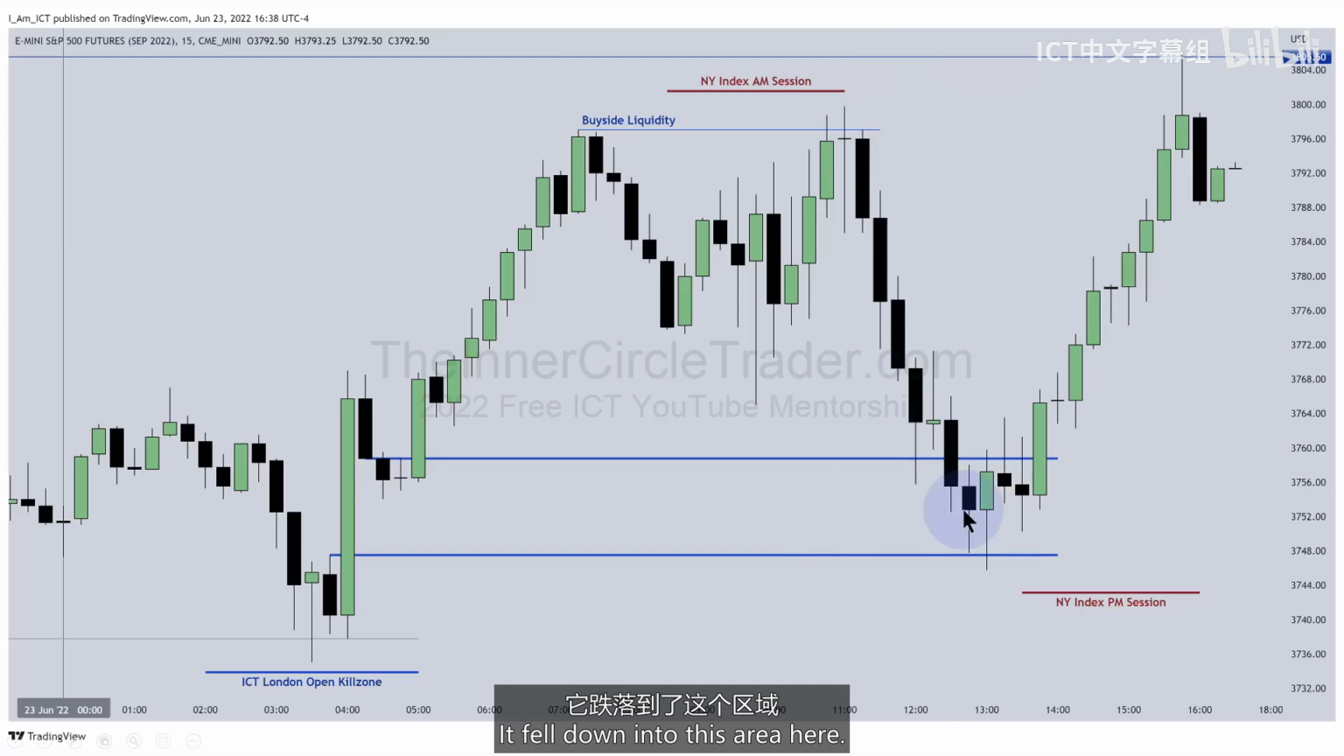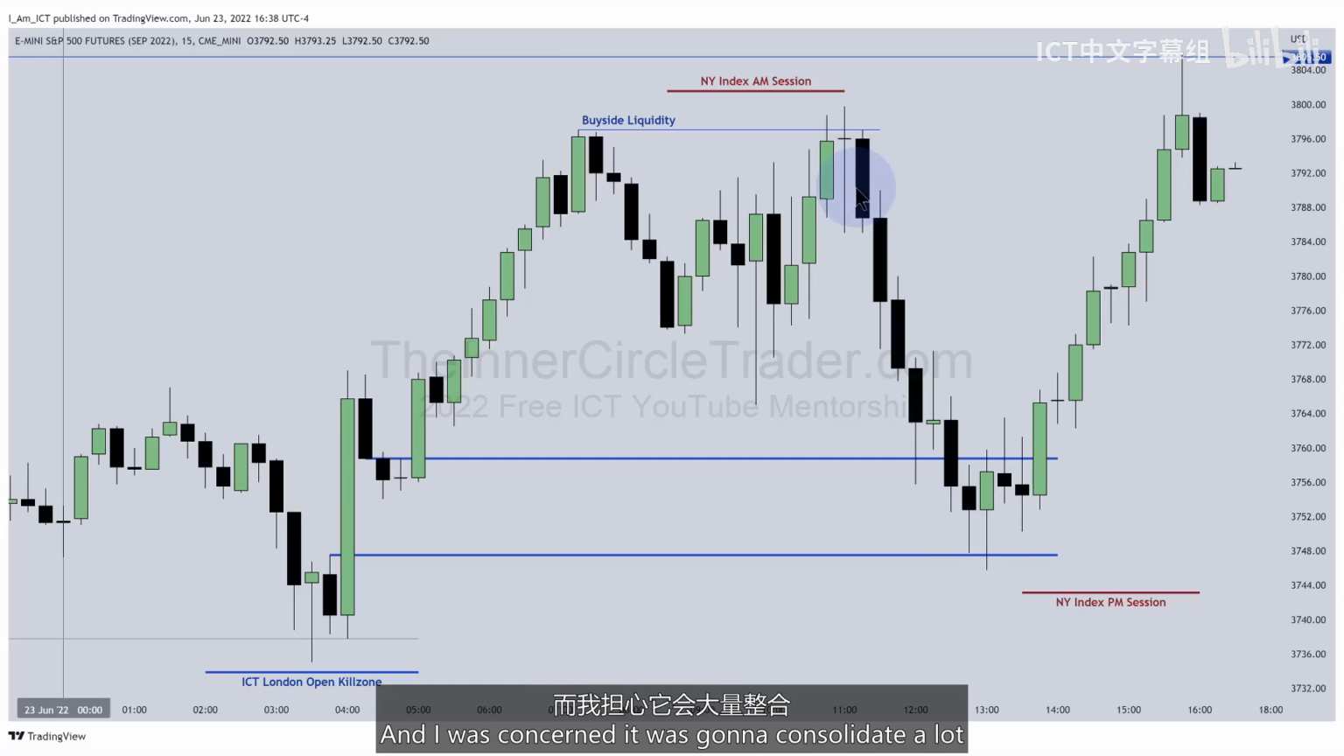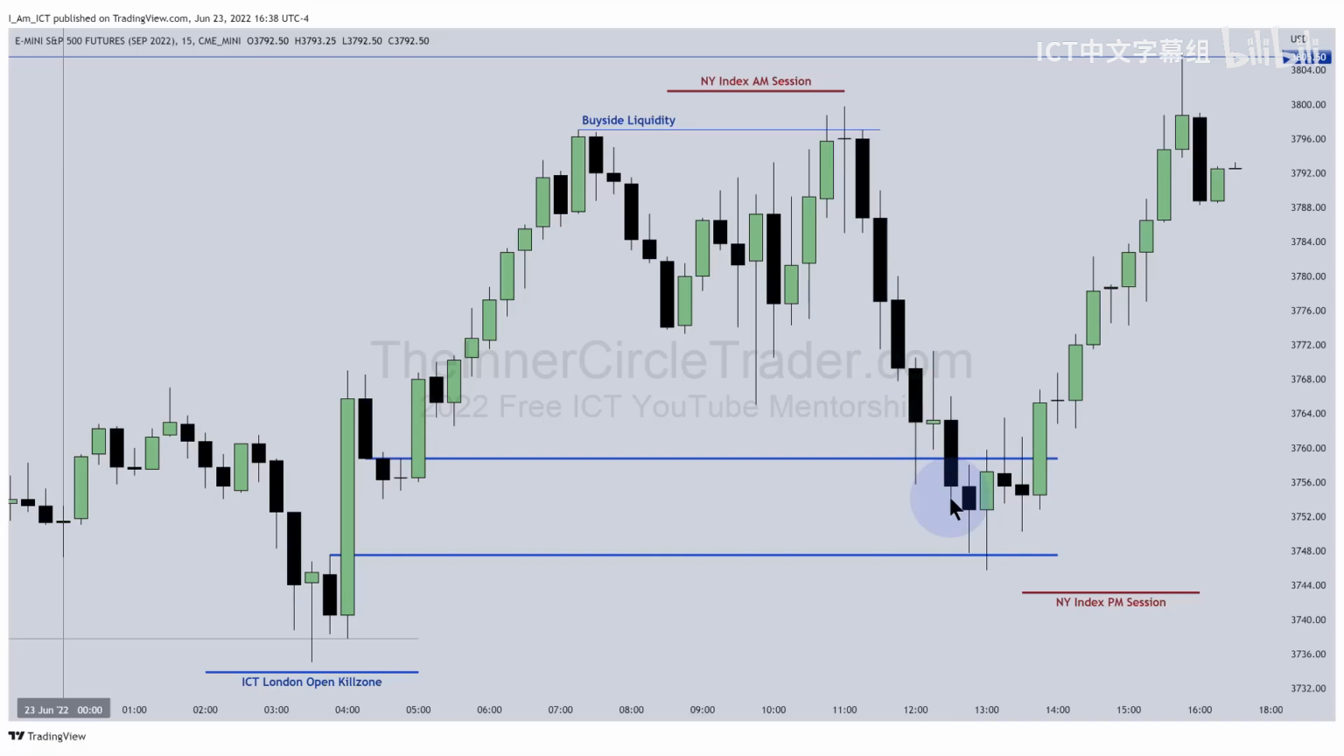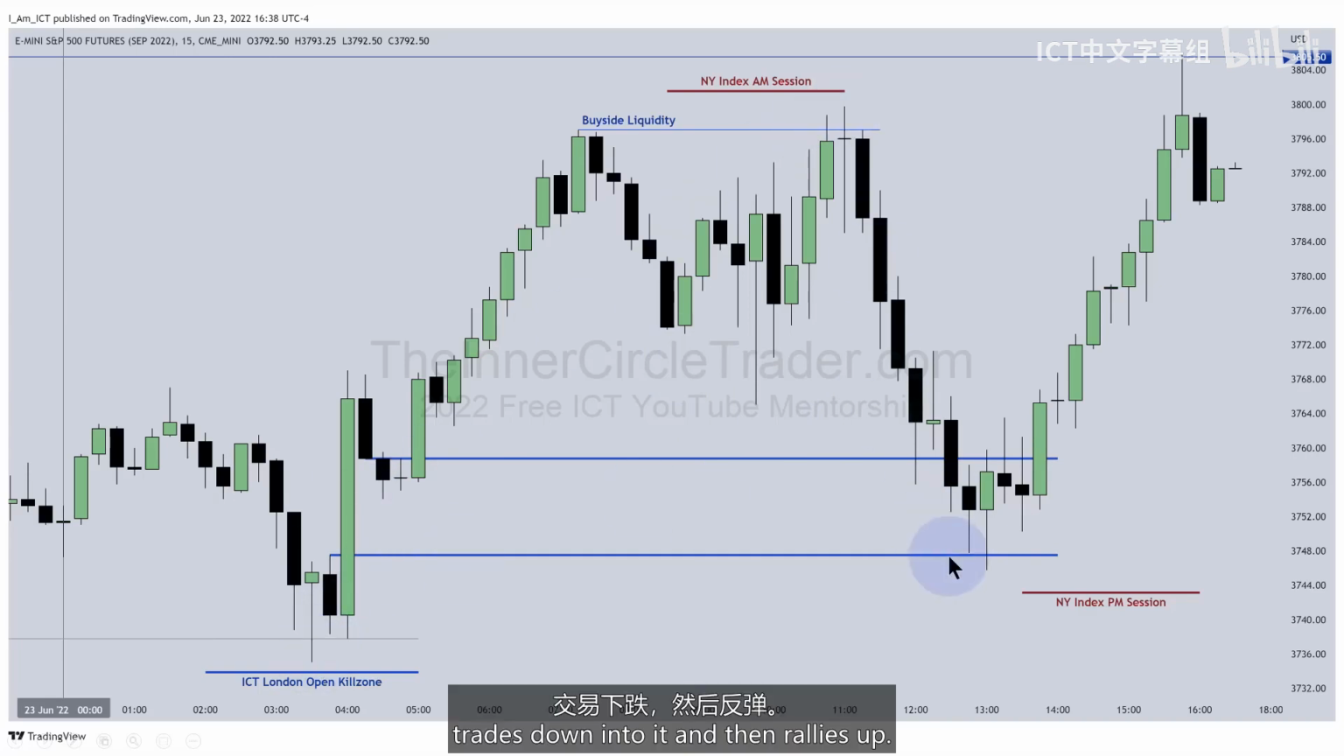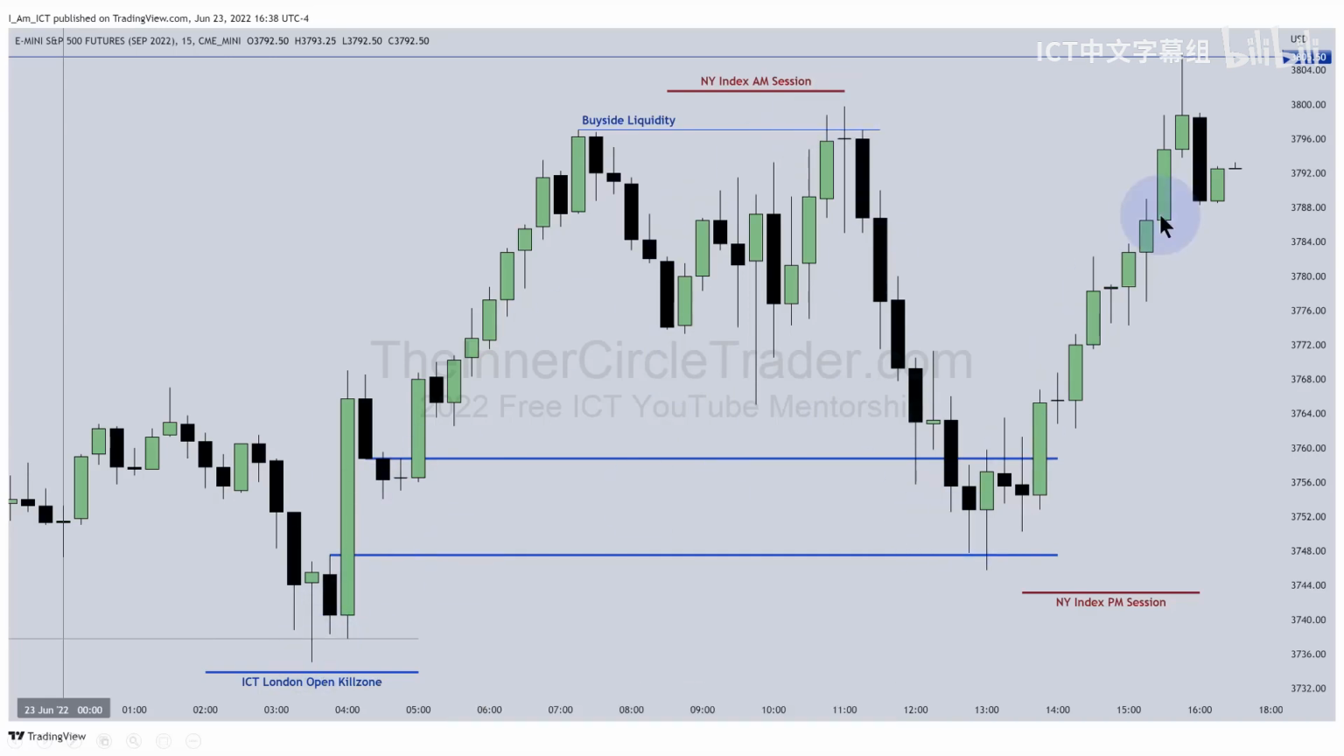It fell down into this area here, and I knew once it broke here, I don't want to go short because I'm going into lunch hour, and I was concerned it was going to consolidate a lot and then take forever to get down into, and I don't want to hold anything new into lunch. So I'd prefer to see some kind of a stop run in the lunch hour, which is what we're seeing here. It runs down below that and into a fair value gap, deep discount between the low, high, trades down into it, and then rallies up.